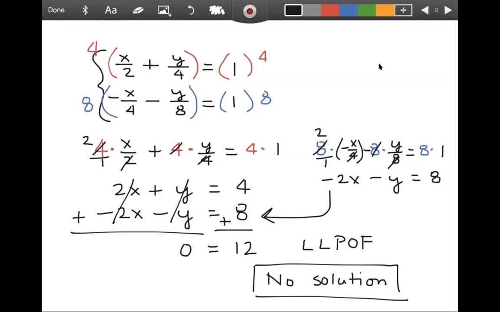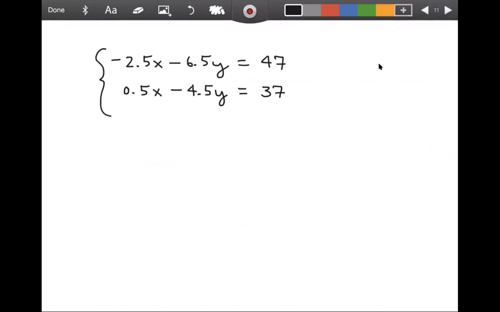All right, and the last example has some decimals in it. Negative 2.5x minus 6.5y equals 47, and 0.5x minus 4.5y equals 37. So I'm going to show you a trick that I haven't used before. This is technically optional, but you might find it helpful, and that is to get rid of all these decimals. Since all of these decimals have one digit after the decimal place, we can clear them out by multiplying by 10. And that's on both of these.